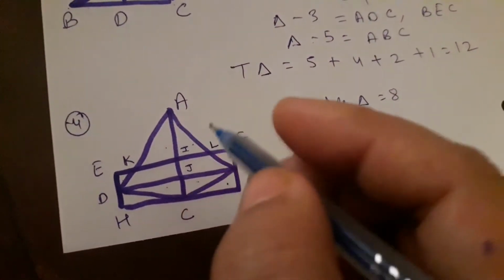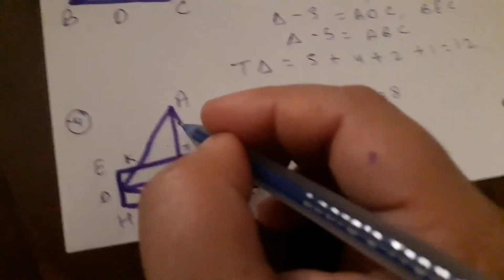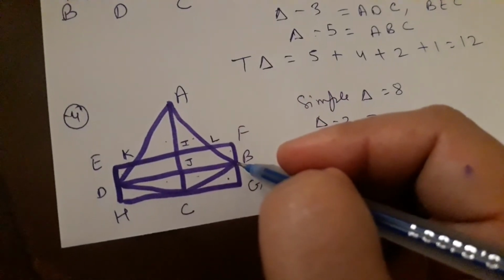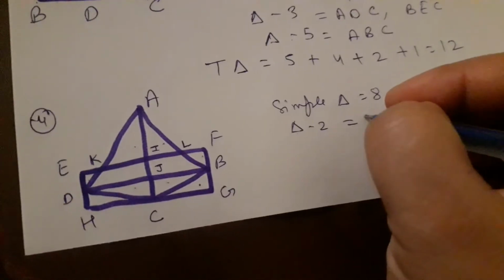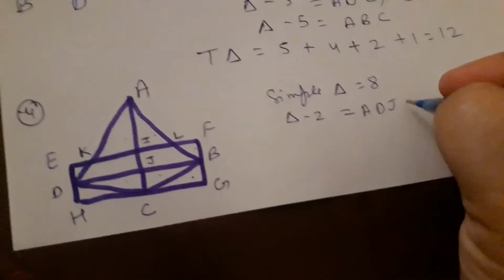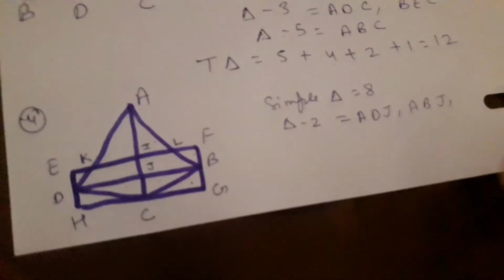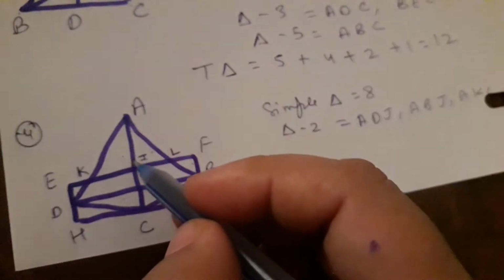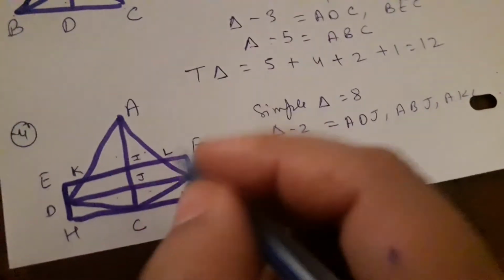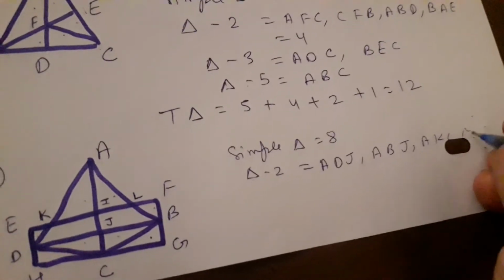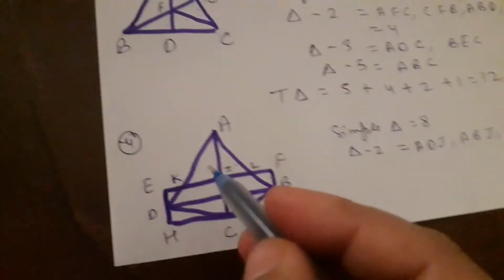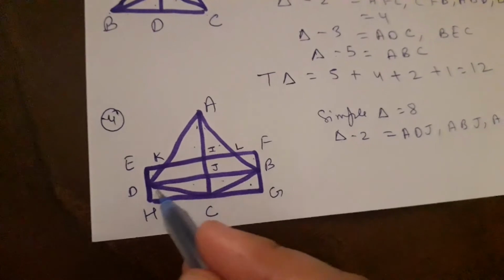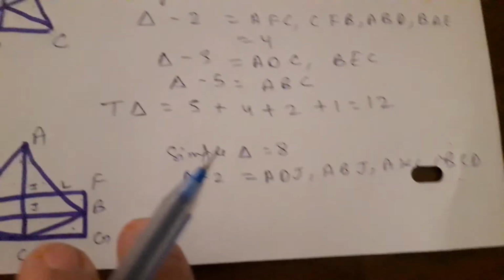A, D, J. This one, ADJ, is made of 2 components. AGB. Similarly, I can write the names so it will be clear: ADJ, ABJ. After that AKL. You can see AKL is also made of 2 components. Then BCD. Oh, this one 1, 2, 3, and this is the 4th. There are total 4 triangles made of 2 components.